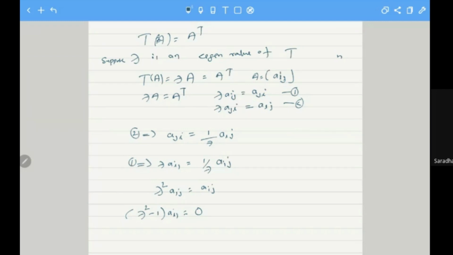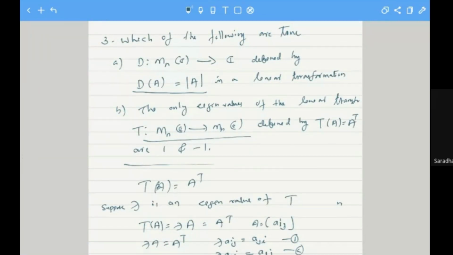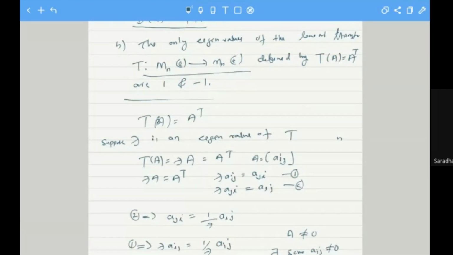So I can choose this Aij to be non-zero, because A is not equal to 0. There exists some Aij not equal to 0. So this product is 0, which implies lambda squared minus 1 equals 0. That means lambda equals plus or minus 1. So the only eigenvalues of this transformation T from M_n(C) to M_n(C) defined by T of A equals A transpose are just 1 and -1. Is this clear to all of you?